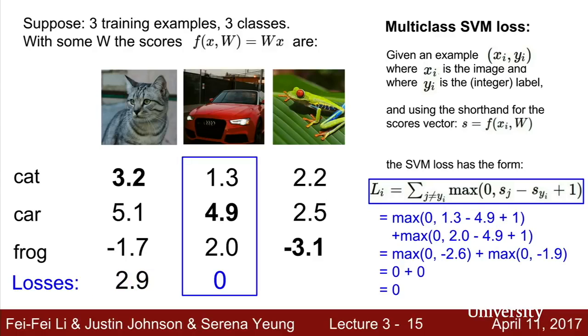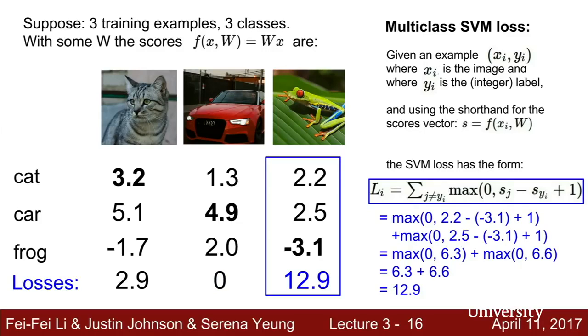And then if we repeat this procedure for this next car image, again the true class is car, so we're going to iterate over all of the other categories. When we compare the car and the cat score, we see that car is more than 1 greater than cat, so we get no loss here. When we compare car and frog, we again see that the car score is more than 1 greater than frog, so again we get no loss here. And our total loss for this training example is 0.